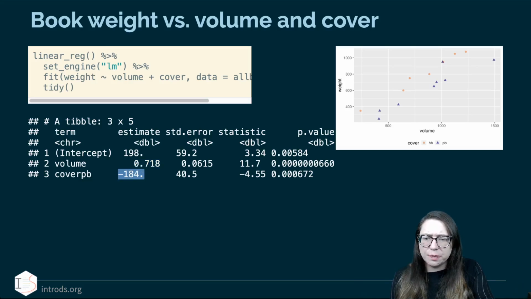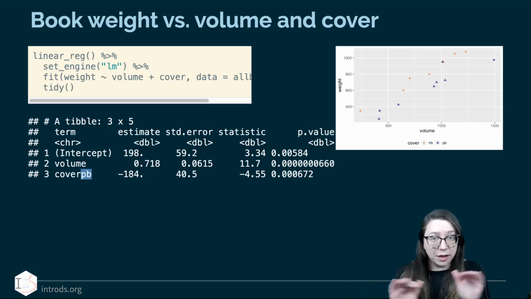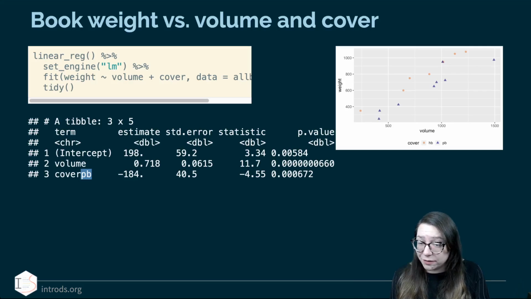And then I can see this PB right next to it. So the variable that we're using from the data set is called cover, but in the regression output, we're seeing cover, but then also PB right next to it. So that's what we talked about in terms of dummy variables earlier. The hardback level, which is the first level that comes alphabetically since we haven't done any sort of manipulation to it. So hardback is our baseline level. You can think of that as the 0 level, and then paperback is the other level that we're working with.